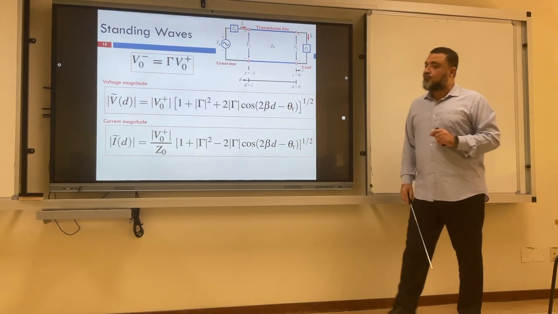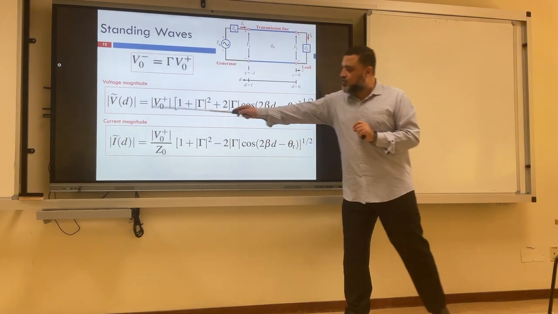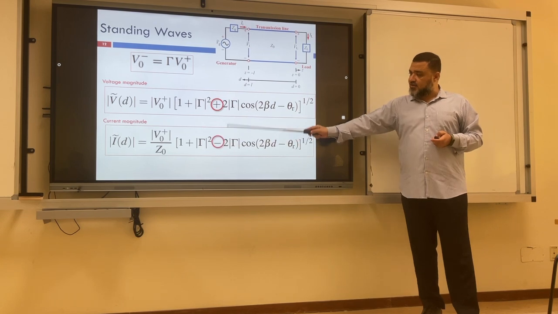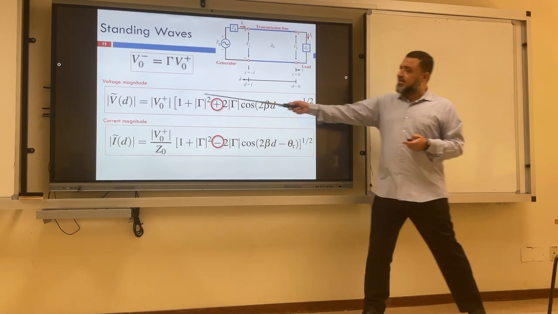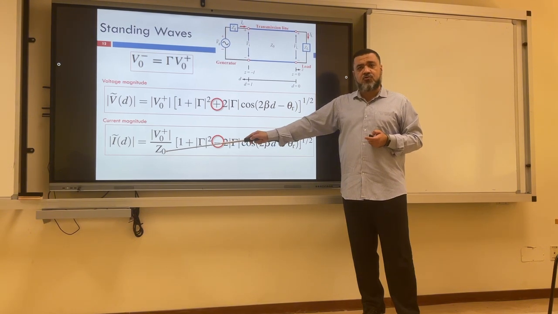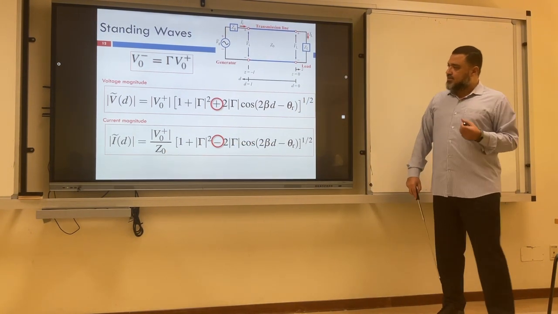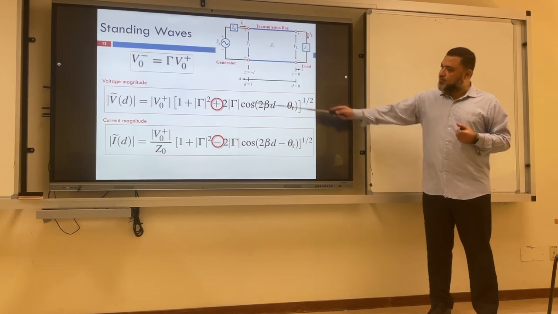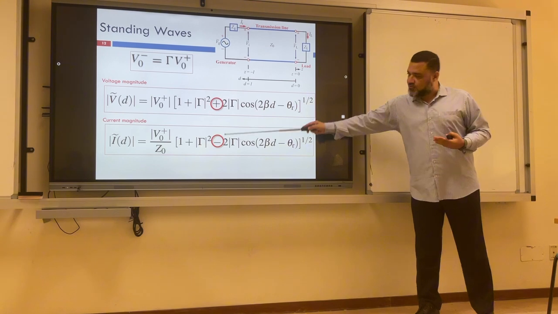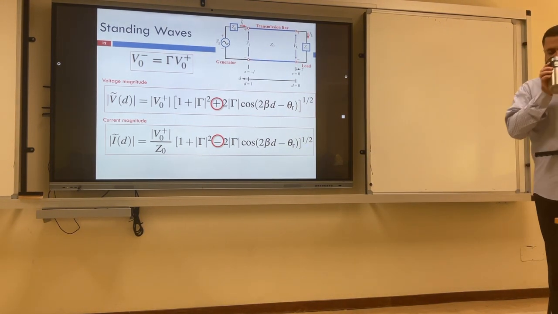This is the definition of V and I at any point D, as a magnitude. What do you notice with this equation? You have positive here, negative here. Everything else is the same, and the magnitude of this parameter is reduced by 1 over Z0 because this is the current, V over Z. What do you notice here? You look at these two equations, you have positive, negative. What is the result of these two opposite signs? What would you expect?